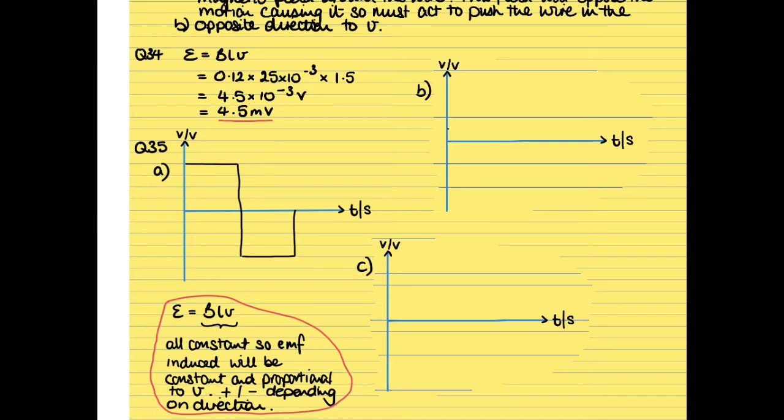Second situation, we get a slow velocity in, so we don't get very much EMF induced, and then a very rapid and opposite EMF induced as we pull the wire quickly back out. Final graph, there's no perpendicular direction, so it's 0.